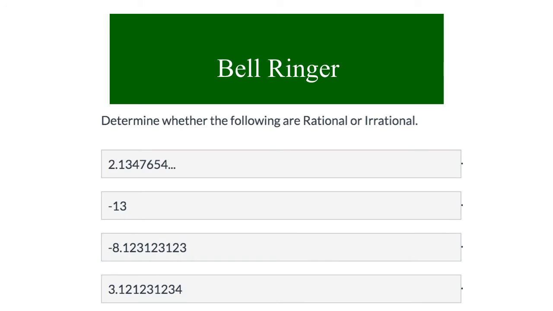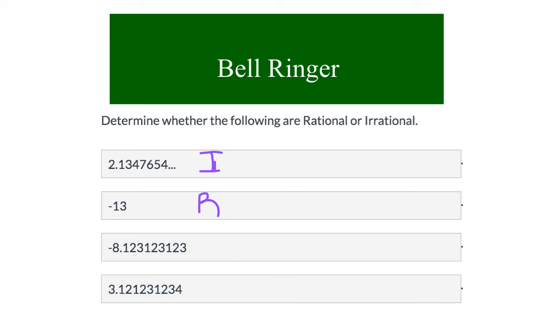In today's bell ringer, you were asked to determine whether the following numbers are rational or irrational. The first number listed is an irrational number. An irrational number is one that is a non-terminating and non-repeating decimal. The second one is a rational number. Specifically, it is an integer. Negative 13 can be written as a fraction, negative 13 over 1, meaning it is a rational number.